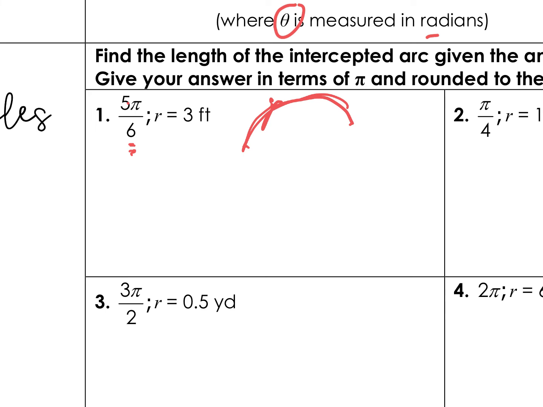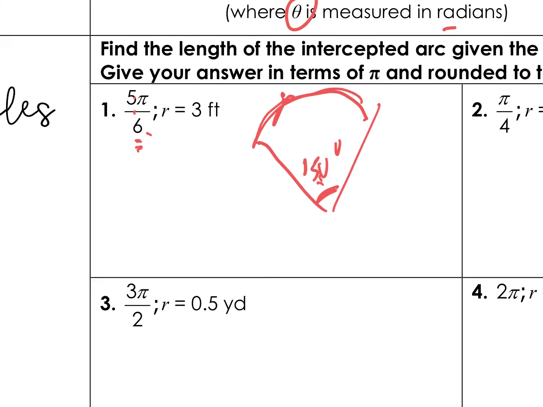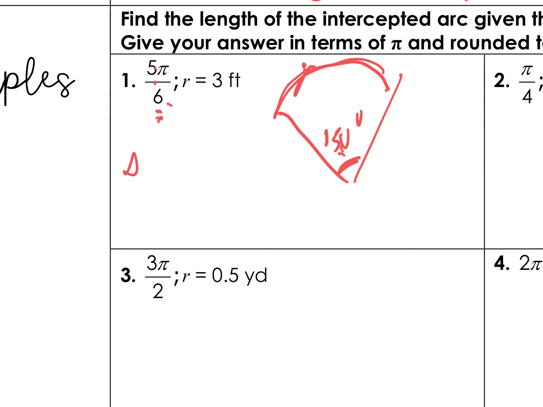All right, so this central angle is 150 degrees, didn't I tell you? Yeah, because 5 times 30, pi over 6 is 30. I told you to memorize that. But I can't use the 150 degrees, even though I would love to. So I got to go S is equal to r theta, where r is 3 and theta in radians is 5 pi over 6.